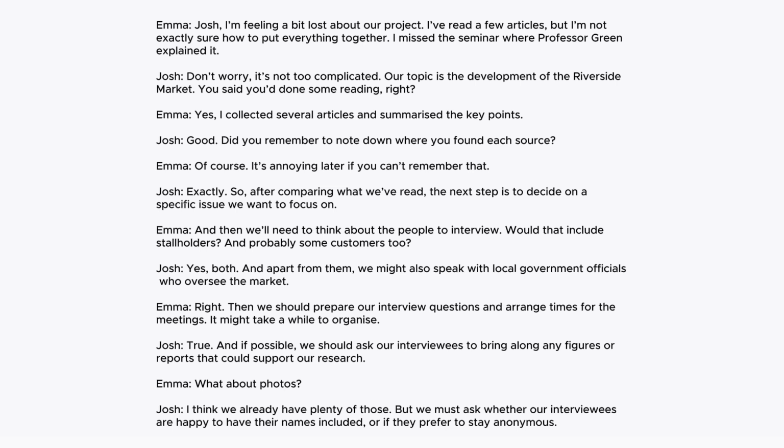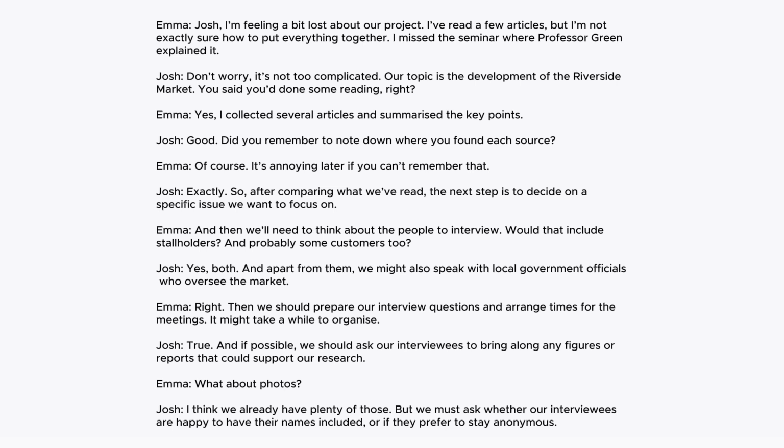Yes, I collected several articles and summarized the key points. Good. Did you remember to note down where you found each source? Of course, it's annoying later if you can't remember that. Exactly. So, after comparing what we've read, the next step is to decide on a specific issue we want to focus on. And then we'll need to think about the people to interview.